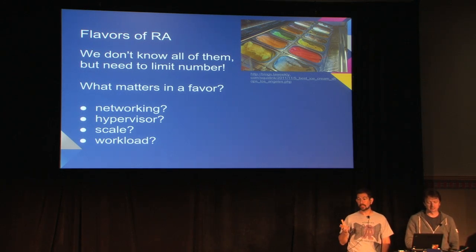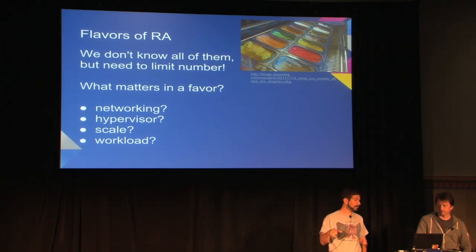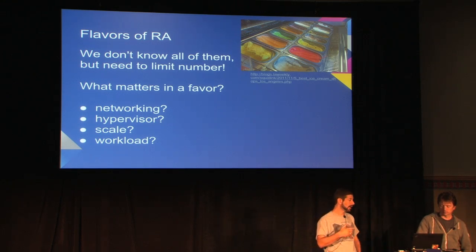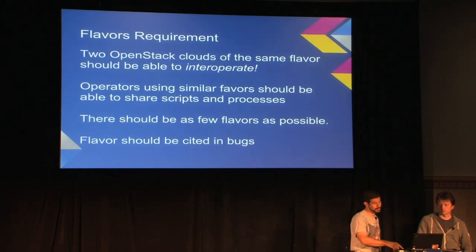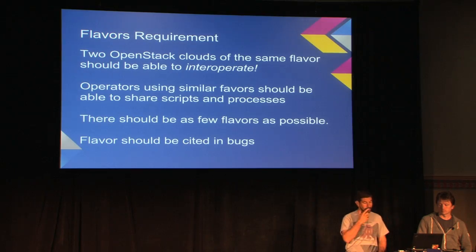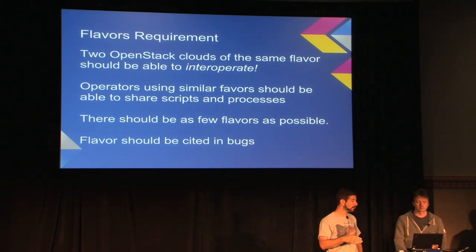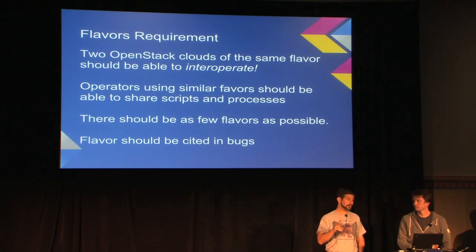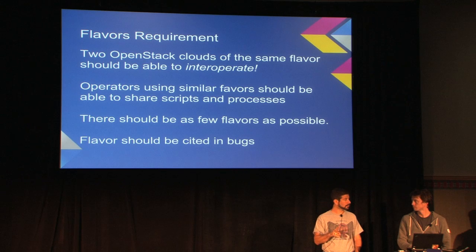So one of the things, and we actually want to try and keep running through the slides quickly so that we have time for discussion, but what we need people to think about is what makes a good flavor, right? Is it networking, hypervisor, workload? We actually have a set of criteria, yep, this one, where what we're trying to accomplish with a flavor to make it useful is that we want to make sure very carefully that two clouds of the same flavor should be able to interoperate. We chose not to say must, but should.